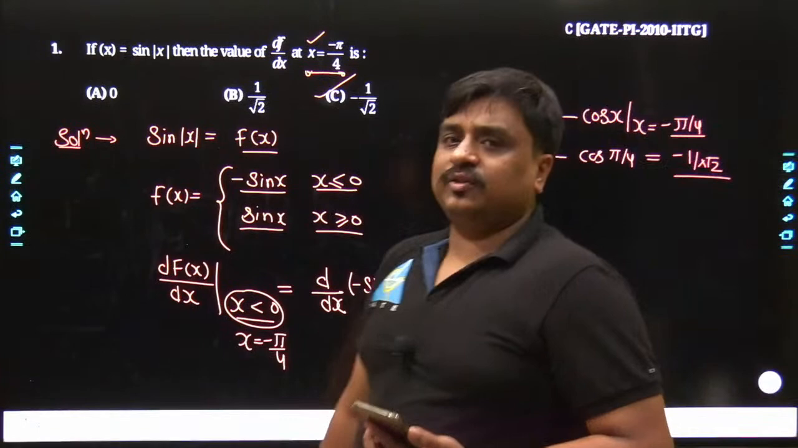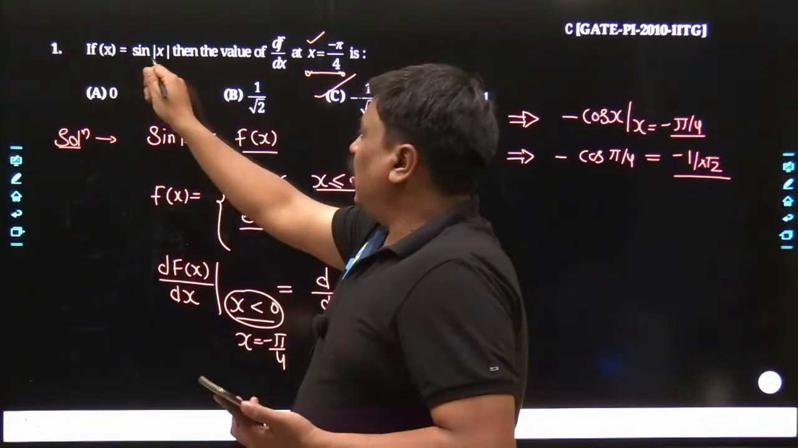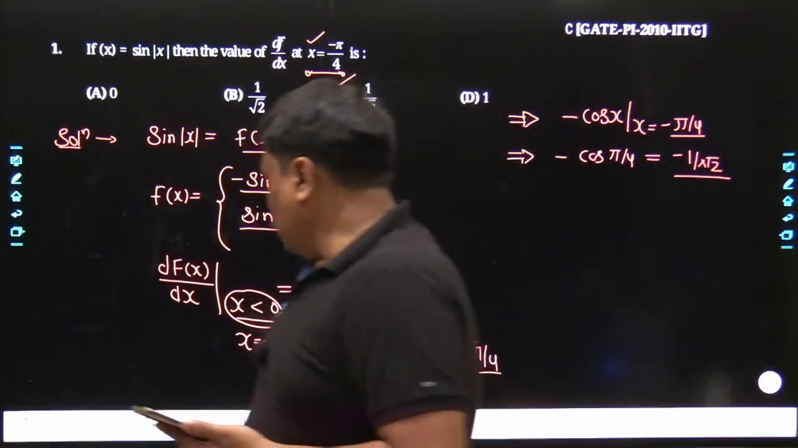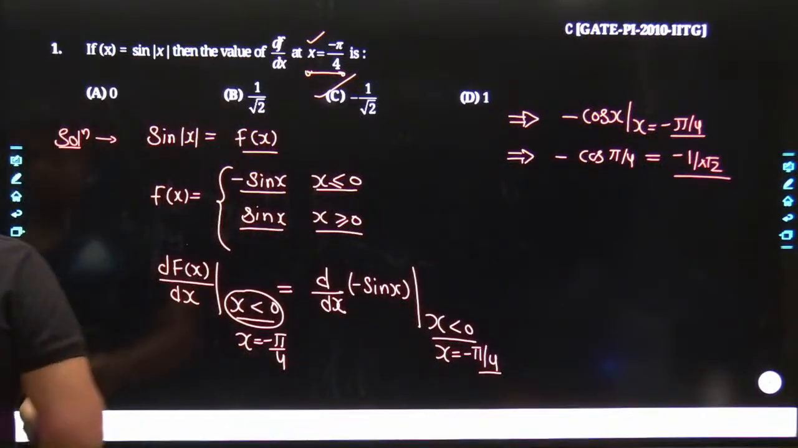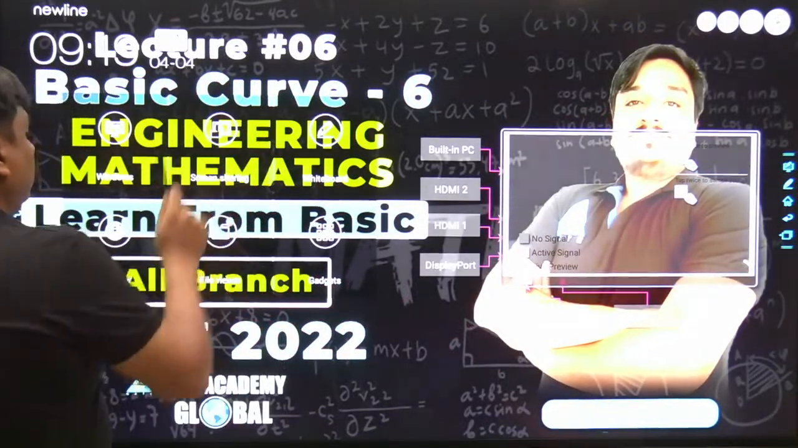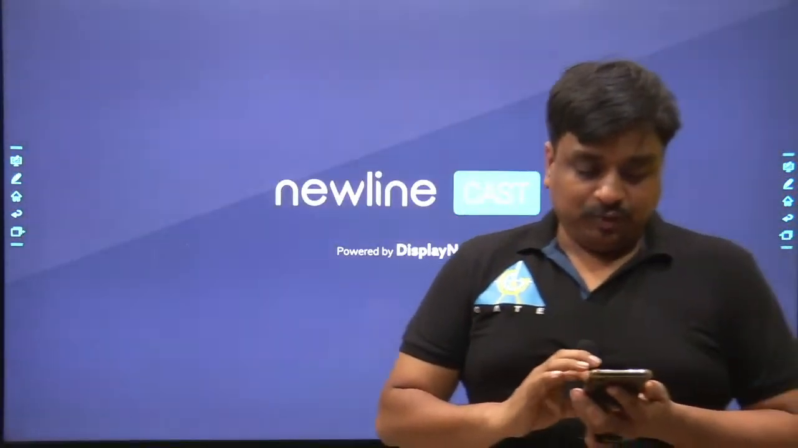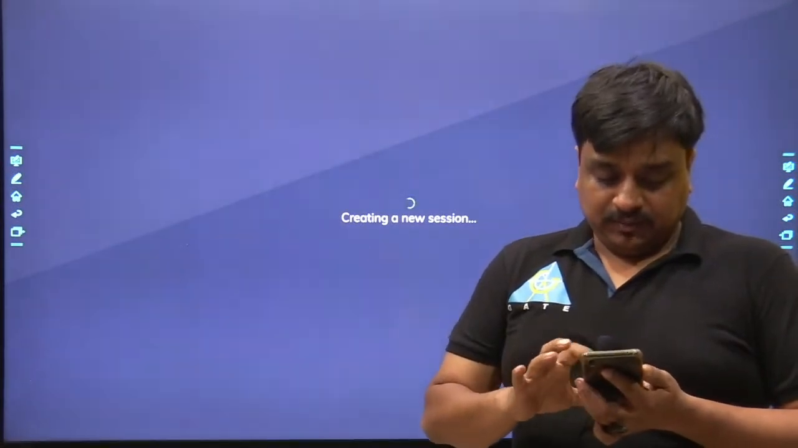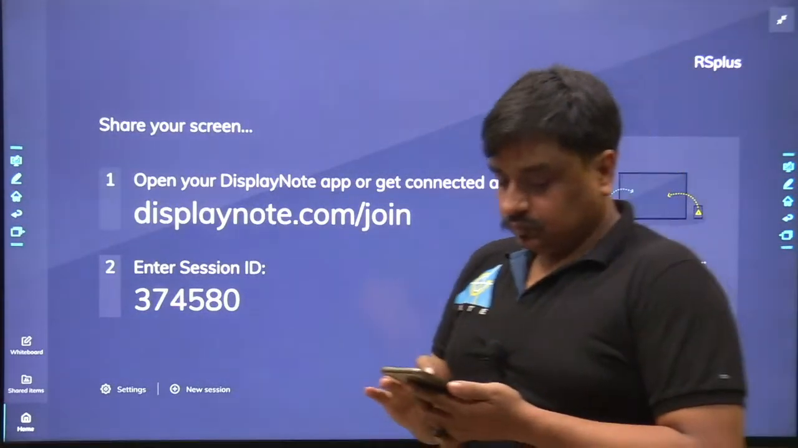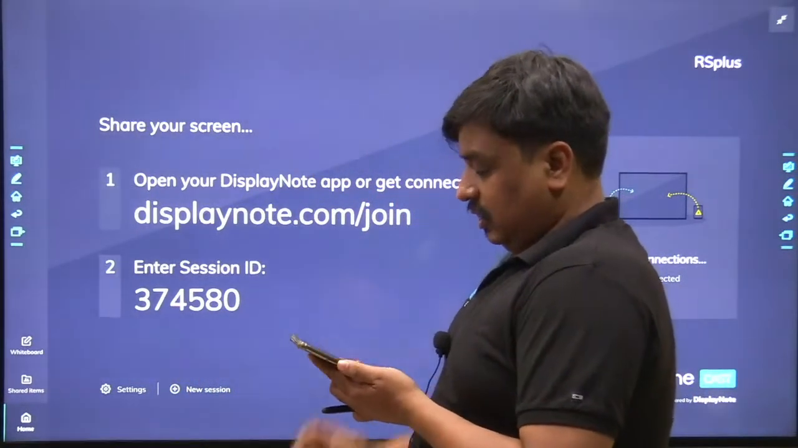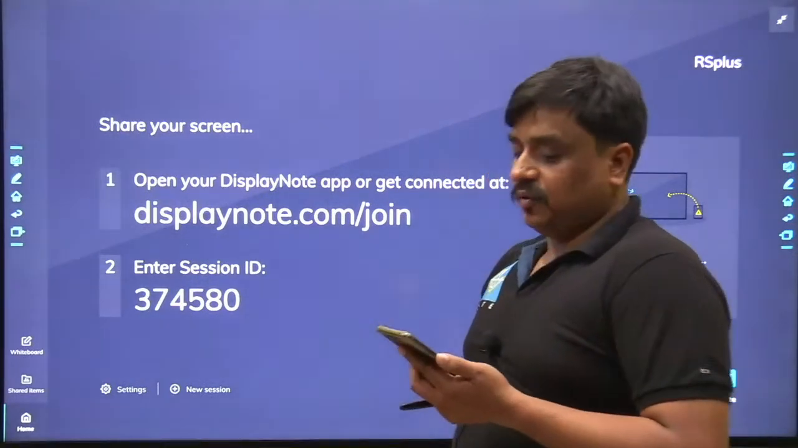Now, I would like to ask each one of you, would you like to see how the sine of mod of x looks over the 2D plotter? For that, let me go back and let me screencast my mobile, so you guys would have a better feeling. Just a minute. If it is able to connect, I would try to show how the sine of mod of x looks.